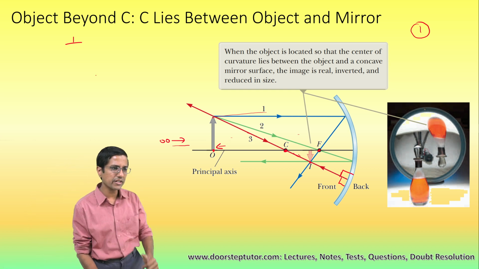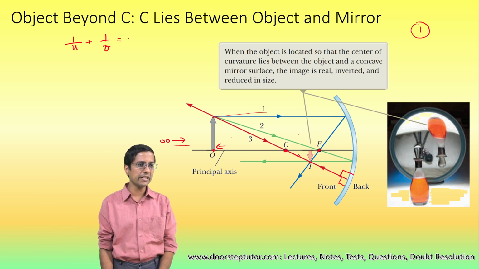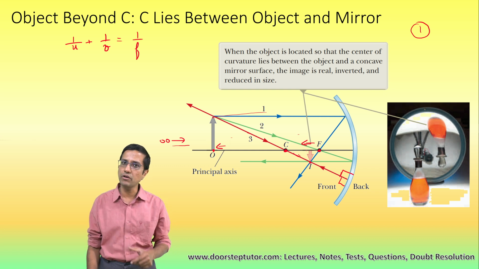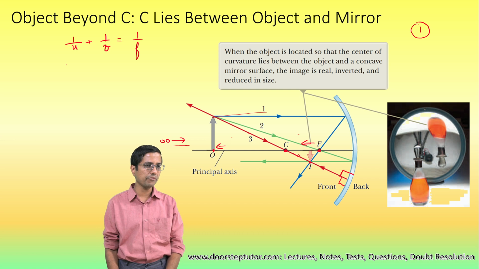But let's try to understand it intuitively. Where would it fall? This is the equation. From this equation, can we find out where our image would actually fall? It will definitely be on this side of the focus, because when the object is at infinity, the image falls on the focus. So it will definitely be on this side of the focus, but where? Let's try to find it out.